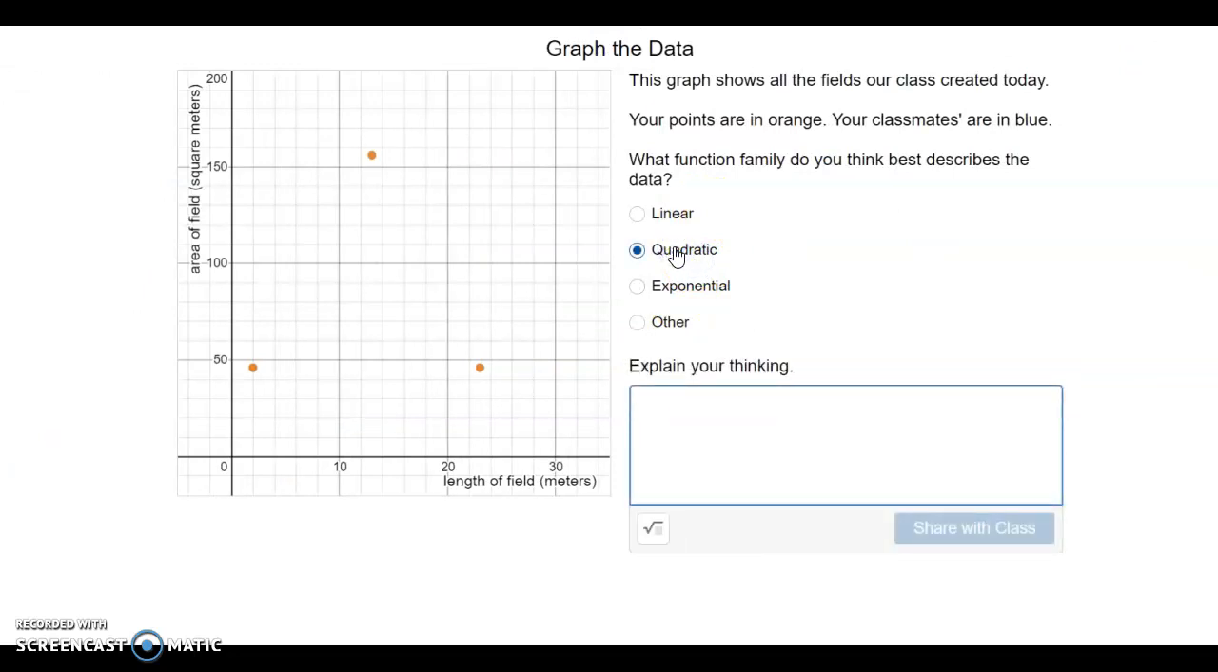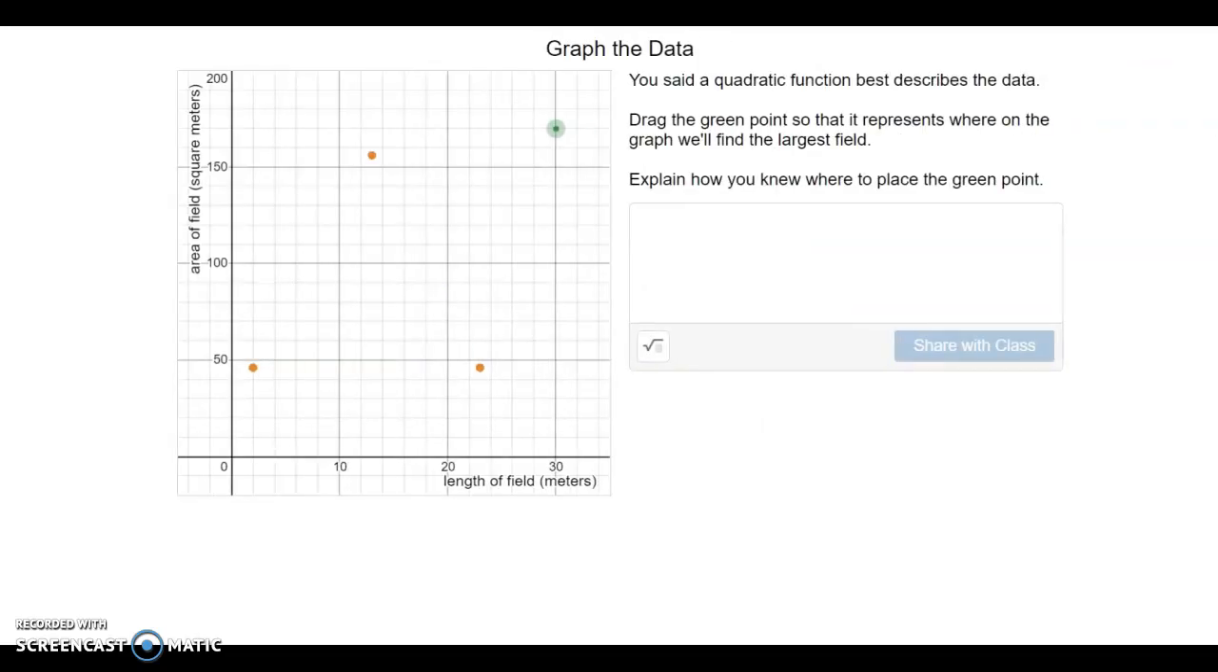And of course, when we actually do this in class, you'll see more points, and you can clearly see that it's curving down, or concave down. So you said a quadratic function best represents the data. Drag the green points so that their representations are on the graph. We'll find the larger field. So take a moment and drag anywhere you would find the vertex of our parabola.